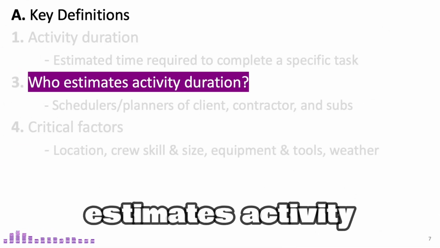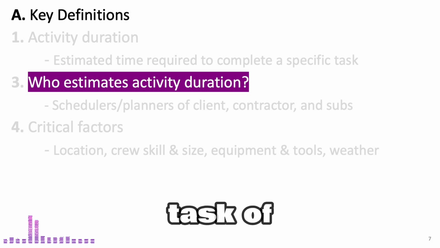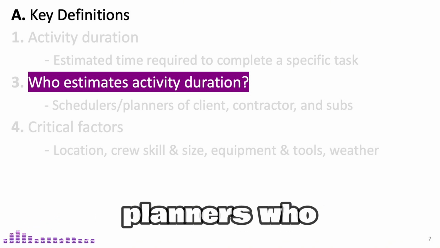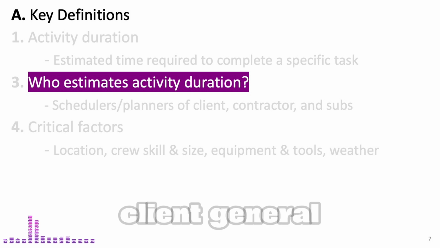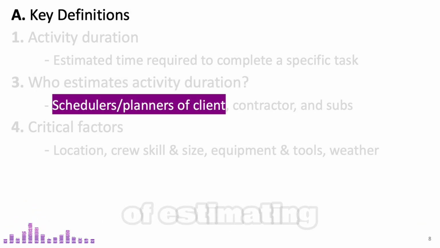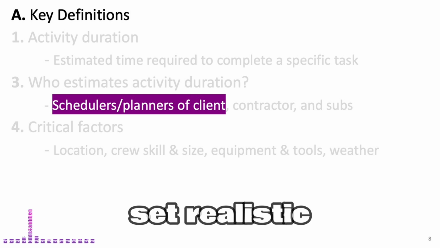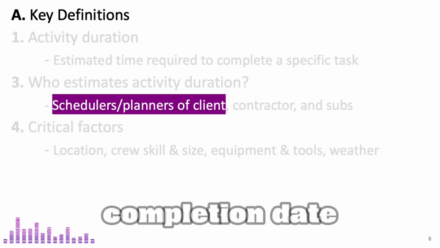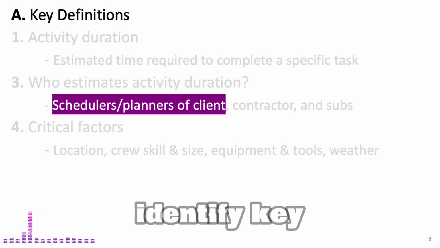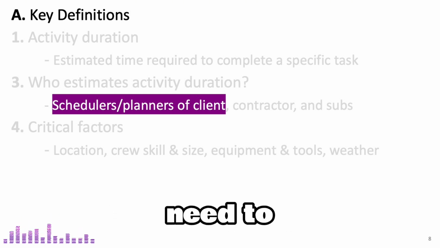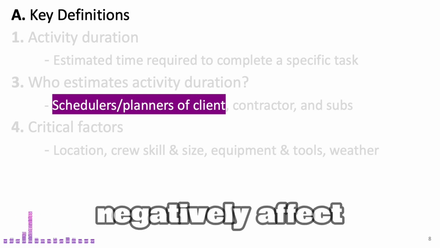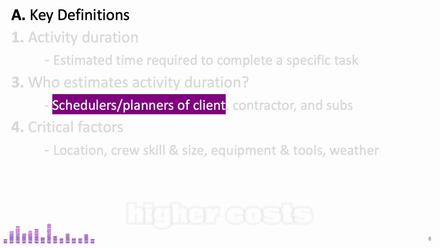So, who estimates activity duration? Well, the task of estimating activity duration is typically handled by schedulers or project planners who work with various stakeholders, including the client, general contractor, and subcontractors. For the client, the primary goal of estimating duration is to set realistic expectations for the project's completion date. By understanding the time required for each task, they can identify key milestones and deadlines that need to be met. If the client sets unrealistic expectations, it can negatively affect the project, leading to delays and higher costs.